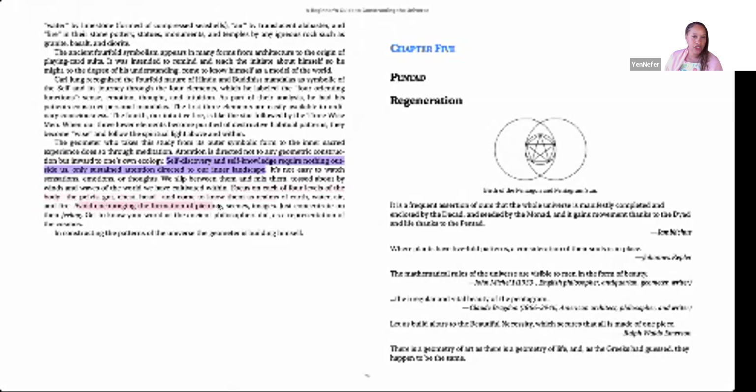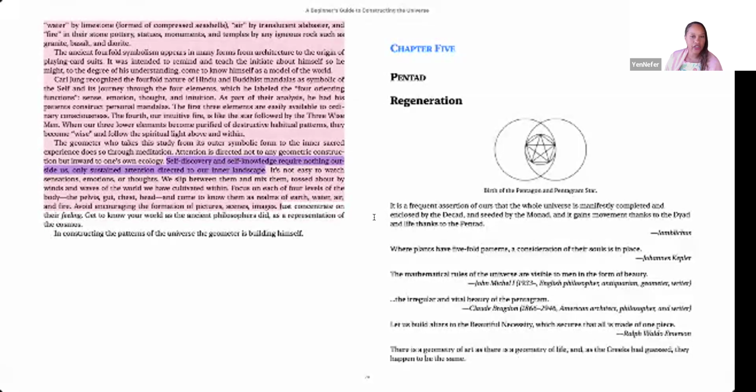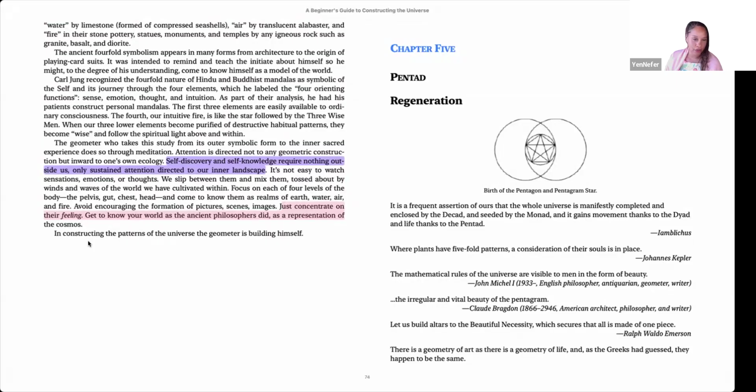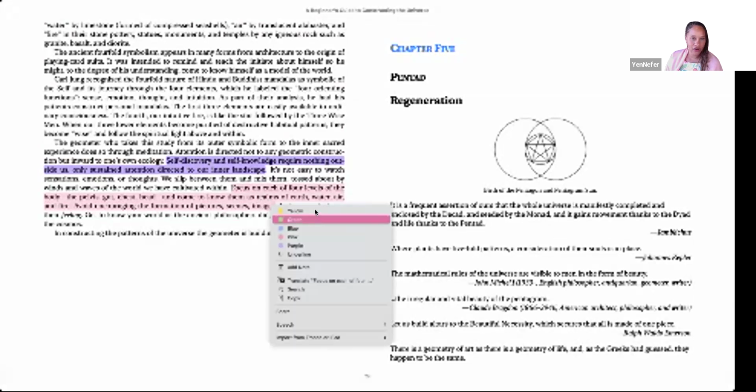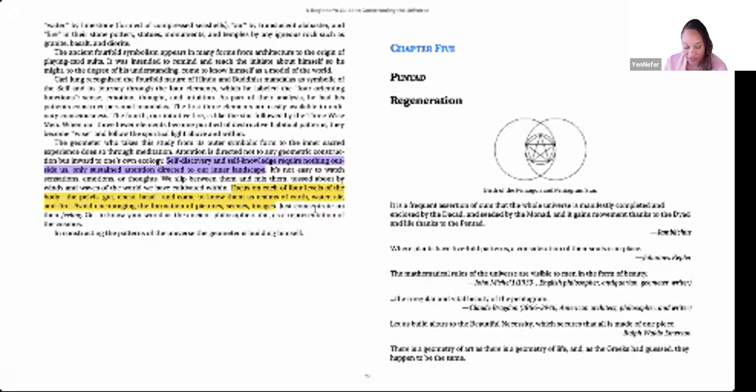Avoid encouraging the formation of pictures, scenes, and images. Just concentrate on their feeling. Get to know your world as the ancient philosophers did, as a representation of the cosmos. In constructing the patterns of the universe, the geometer is building himself. Wow. So I did not know that this is where the number 4 would take us today. This is amazing. This is an amazing book, such an eye-opening experience to the entire world, really.